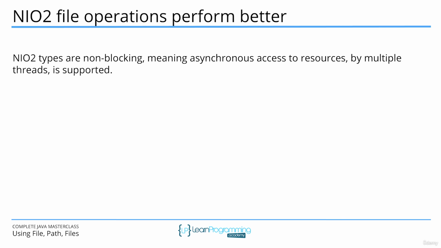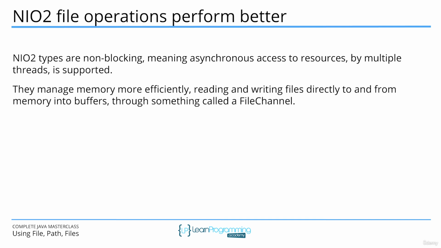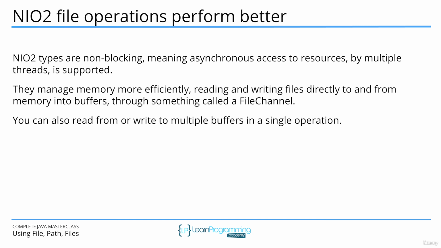NIO2 types are non-blocking, meaning asynchronous access to resources by multiple threads is supported. They manage memory more efficiently, reading and writing files directly to and from memory into buffers through something called a file channel. I'll be covering reading from and writing to files shortly, and I'll discuss the file channel and its advantages. You can also read from or write to multiple buffers in a single operation, which I'll be showing you as well.